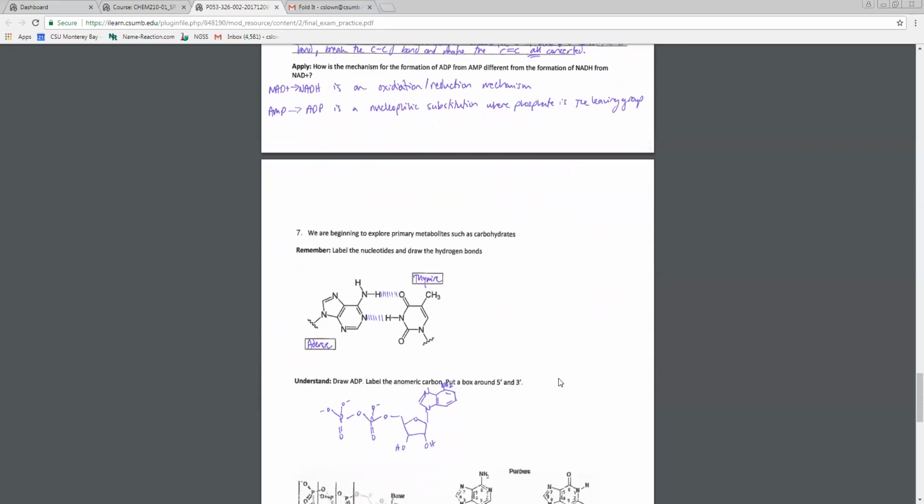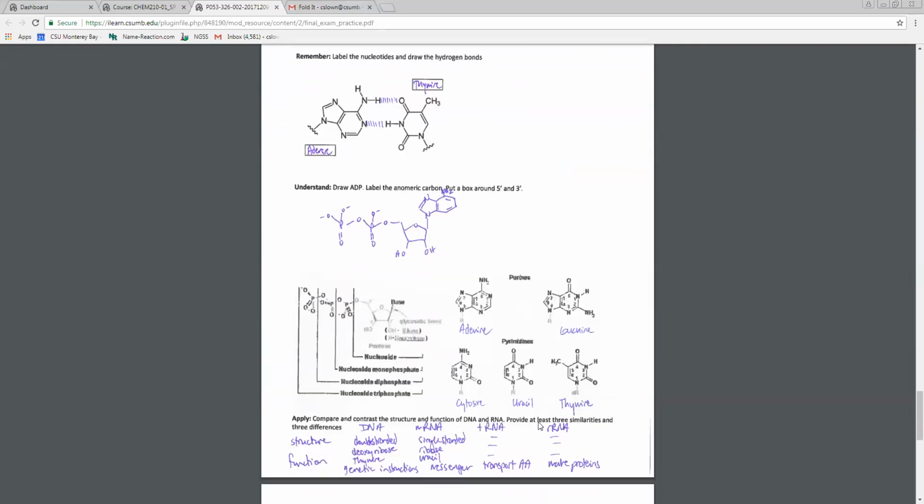We're beginning to explore primary metabolites such as carbohydrates. In this case, we're going to focus on nucleotides and nucleic acids. We're going to label the nucleotides and draw the hydrogen bonds. We're also going to draw ADP and label the anomeric carbon, put a box around the 5' and the 3'. So here, this is the 5', so this is where my box would go. This is the 3', this is where my other box would go. And again, labeling the bases and identifying which are purines and pyrimidines.